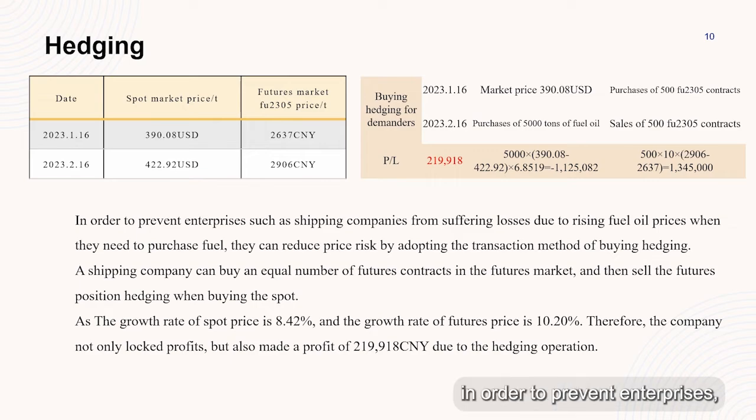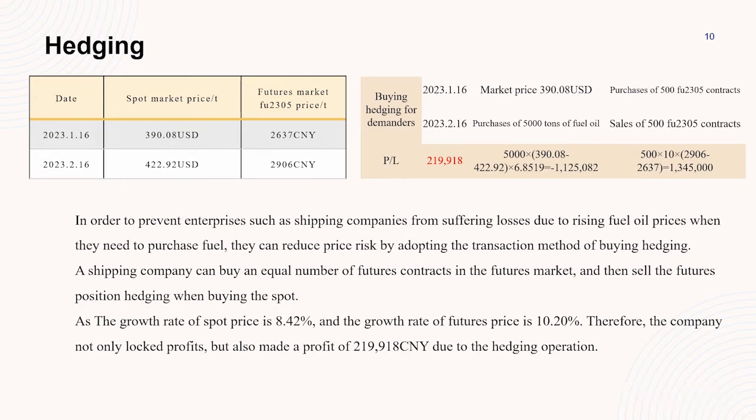The first one is hedging. Say for example, in order to prevent enterprises such as shipping companies from suffering loss due to rising fuel prices, when they need to purchase fuel, they can reduce price risk by adopting the transaction method of buying hedging. A shipping company can buy an equal number of future contracts, like 50 contracts, on January 16 and then sell the future position when buying the spot on February 16.